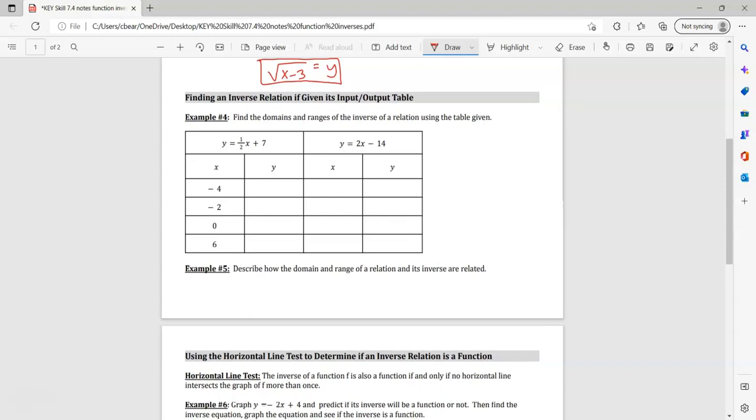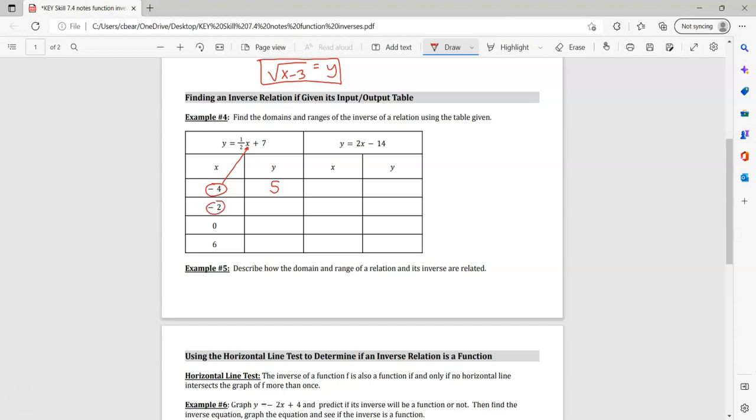Now let's talk about what happens to the input and output. Let's see what goes on here. So we have a couple of equations, and I have the x and the y's. I'm plugging in some x values for my first equation here, y equals 1/2 x plus 7. Notice that I used x values that were multiples of 2 because our fraction has a 1/2 in it. So when I look at plugging in -4 for this x, half of -4 is -2. -2 plus 7 gives me 5.